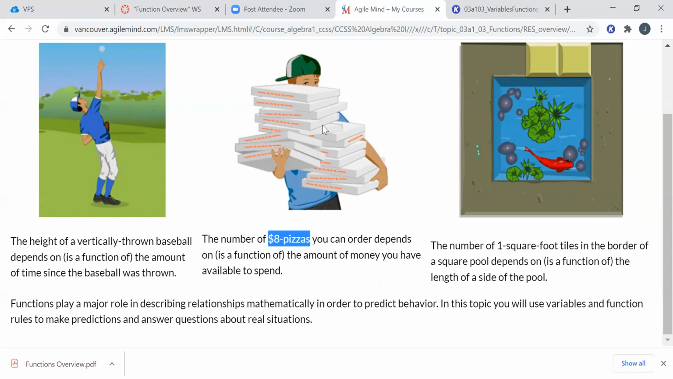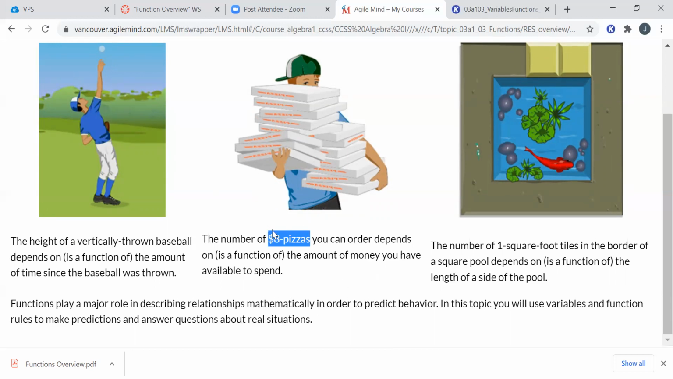I tell you how much money I have, the number of pizzas I can buy will always be the same. I tell you how much time has gone by, and you can tell me always that the height is going to be the same for that amount of time. So those are all functions. Functions play a major role in describing relationships mathematically in order to predict behavior.